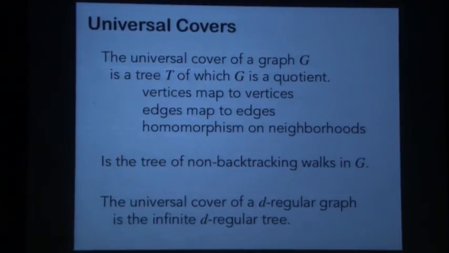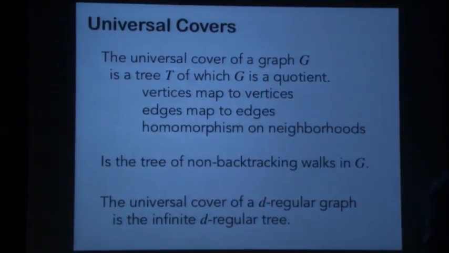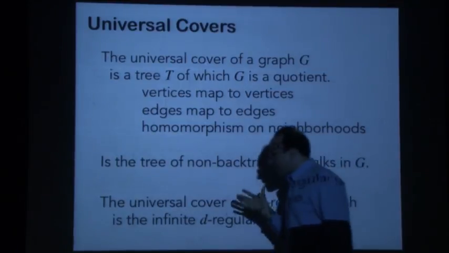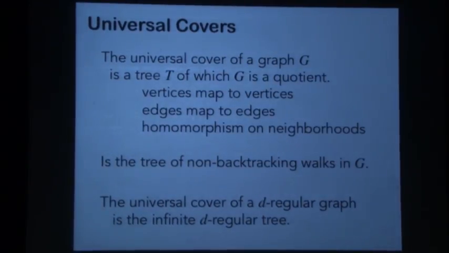One way that I like to describe this, and I think I learned from Avi's survey on expanders, is thinking of each node in the tree as corresponding to a non-backtracking walk in the graph. A walk in a graph is where you start at a vertex and you walk to a neighbor and you walk to a neighbor and you never just go back to where you were. Later you might hit an edge twice. But if you just take non-backtracking walks, you're pretending the graph is a large tree, and that's really what the tree corresponds to. Anyway, in the case of a d-regular graph, the universal cover is the infinite d-ary tree.